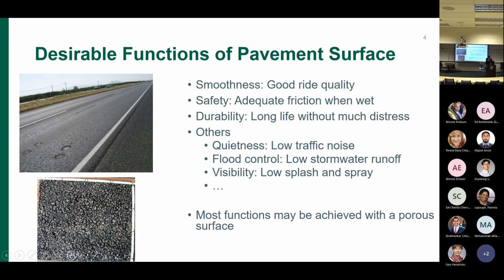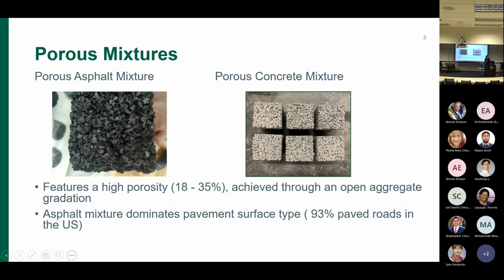Now, among all of these functions, most of them, I think, can be achieved by porous asphalt or porous pavement surface. So this is what it looks like. A porous pavement surface looks like it's open and porous, with high air void content. And the porous pavement surface can be achieved by the use of porous mixtures. Commonly we use two types of materials for pavement surface or pavement construction, including asphalt mixture and cement mixtures. And both materials can be used to produce porous mixtures, and you can see a picture of a sample of both materials here.